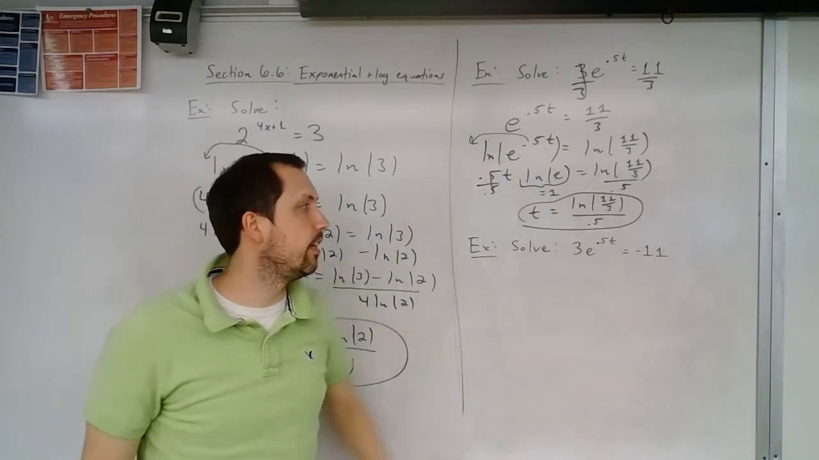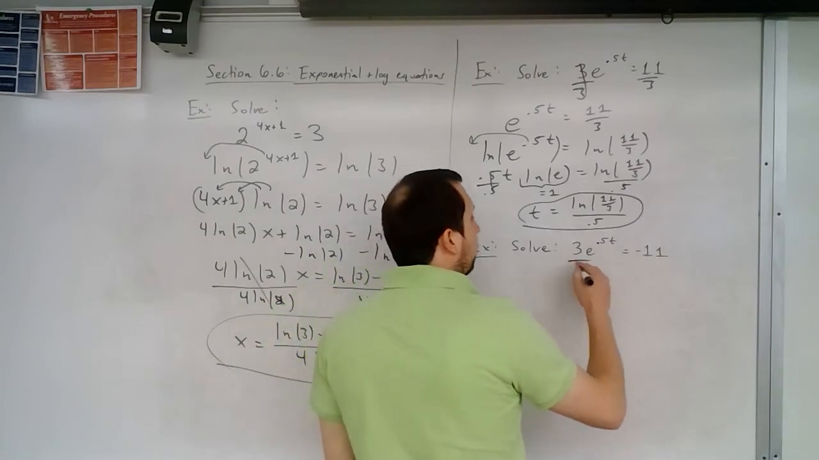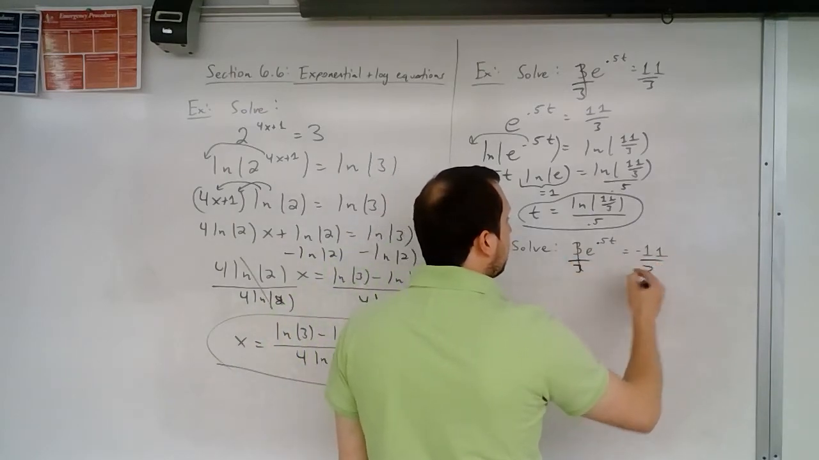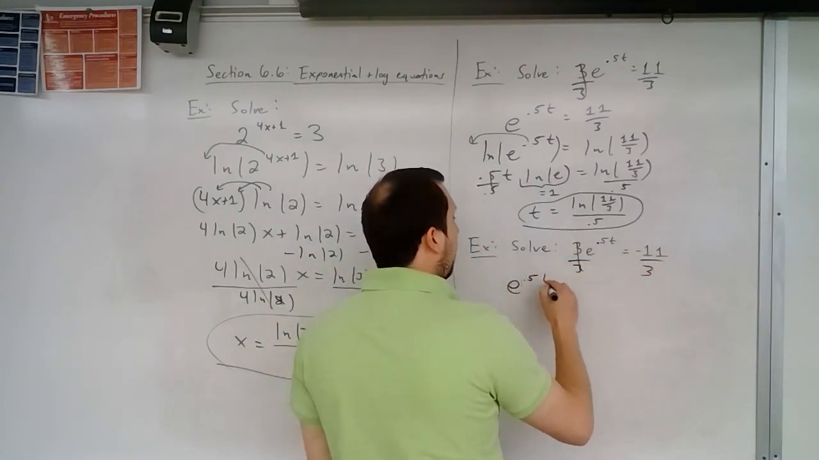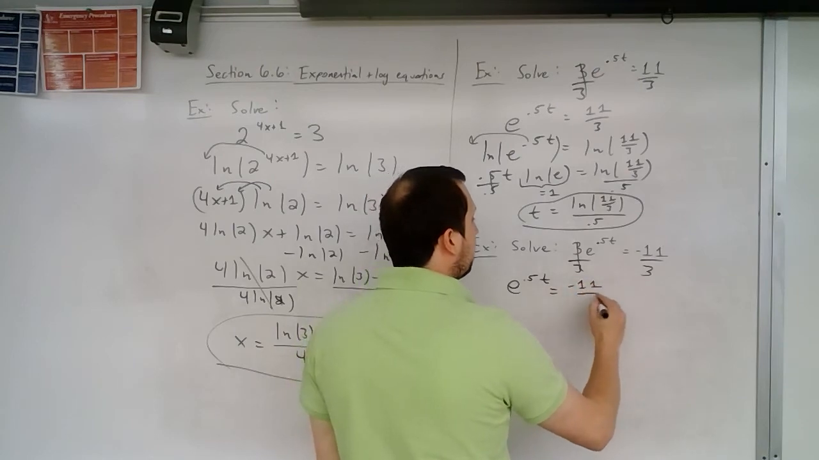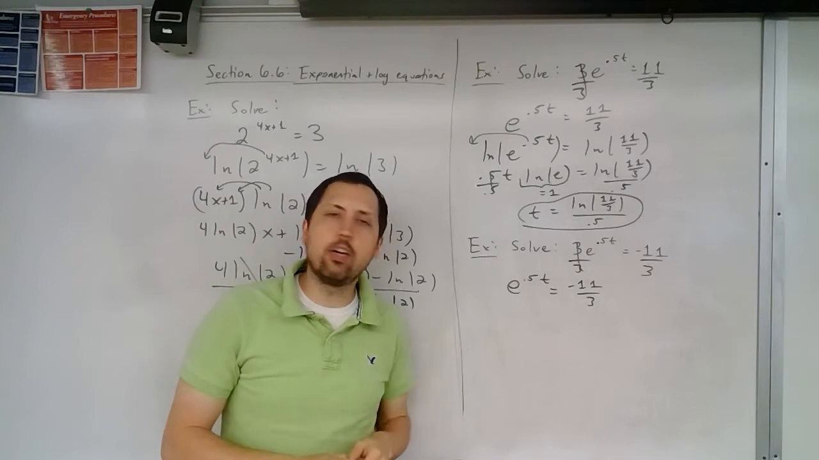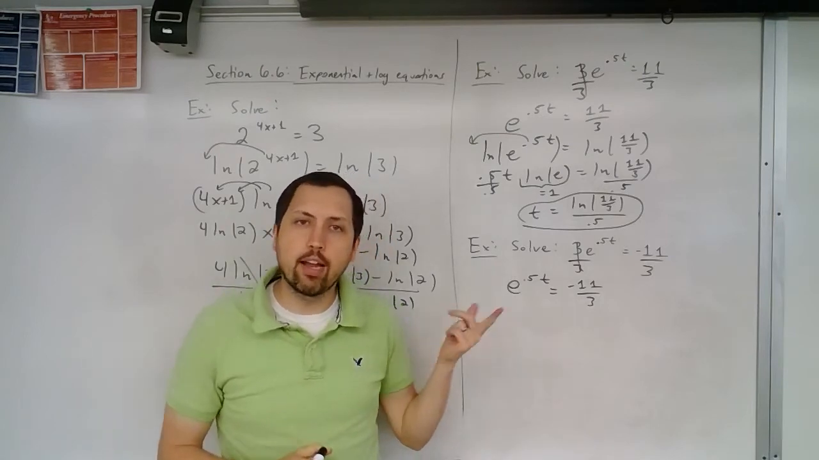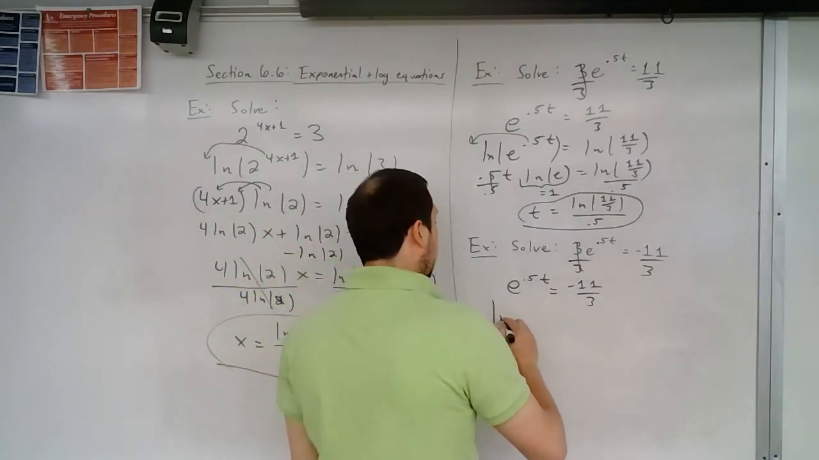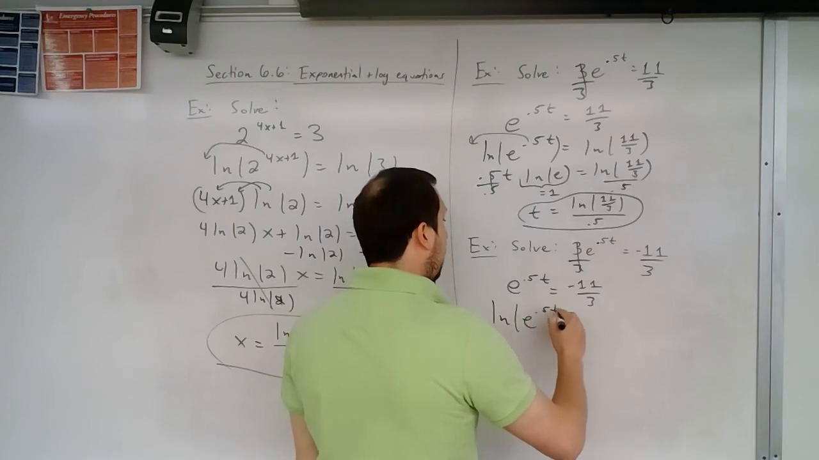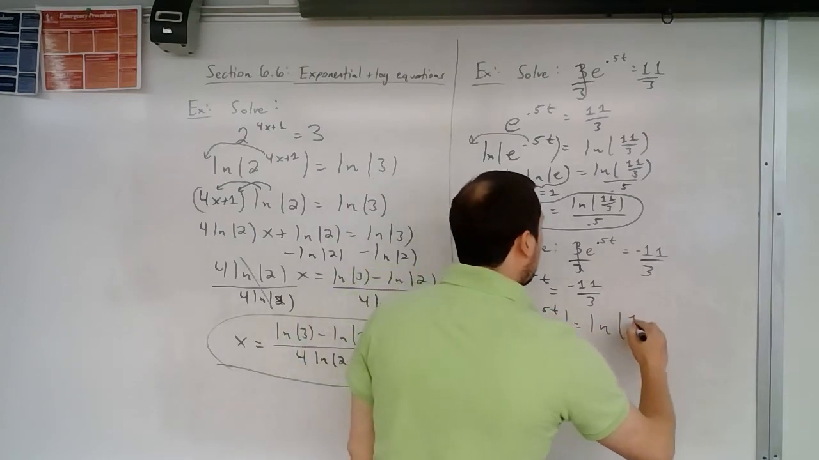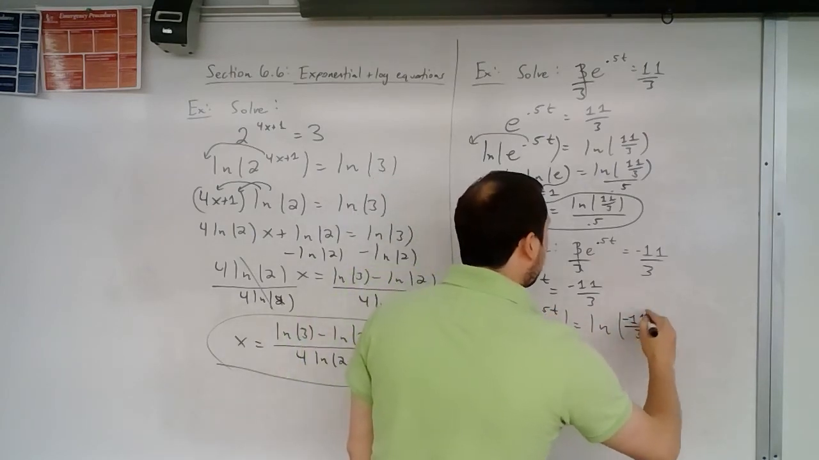So if we go here, if I divide this by 3, I approach this the same way. Now I have e to the 0.5t is equal to negative 11 over 3. Now, you could do the same thing that we did, right? We could go ahead and apply logs to both sides. Natural log of e to the 0.5t is equal to natural log of negative 11 over 3.